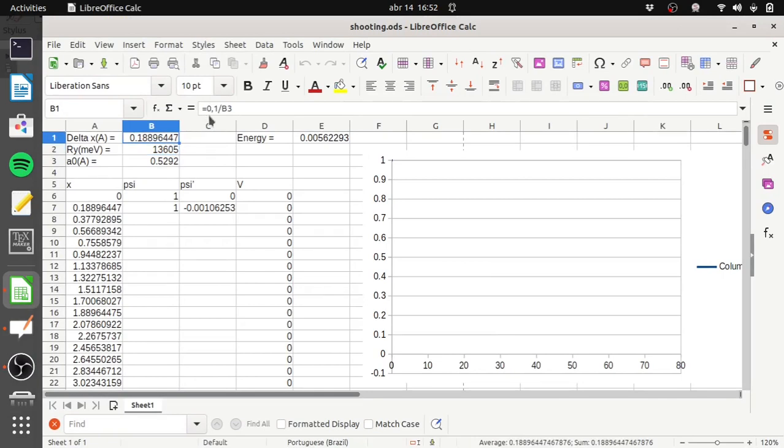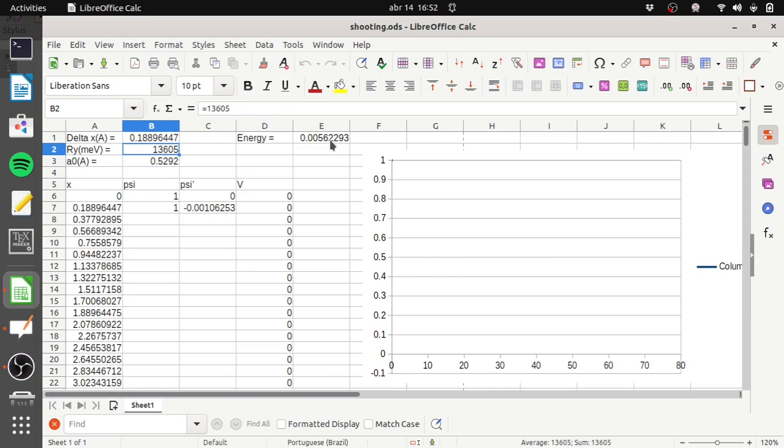So here what I did was I chose 0.1. Don't mind the comma there, that's because it's in Brazilian Portuguese, the language here. So when you look at 0.1, just ignore the comma and replace it by a dot. So 0.1 divided by B3, cell B3 would be the Bohr radius. So this is a mesh that has delta x equal to 0.1 angstrom divided by the Bohr radius. That's what gives you this number that you see here.